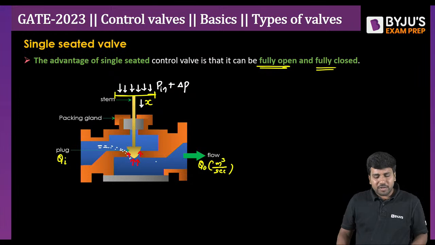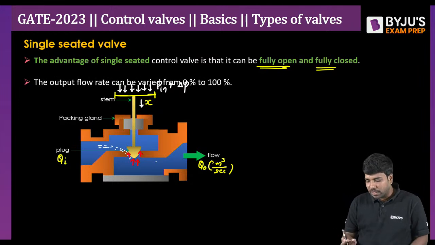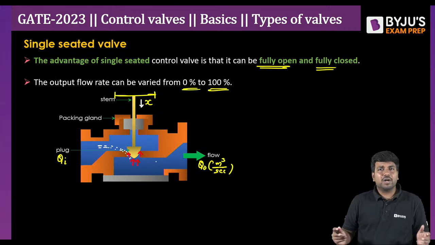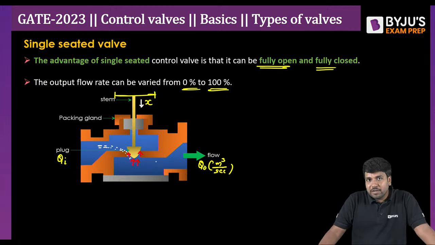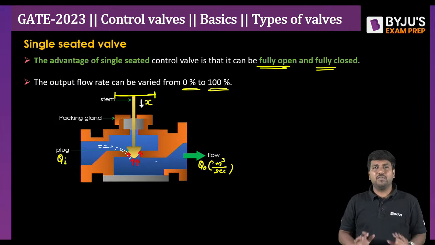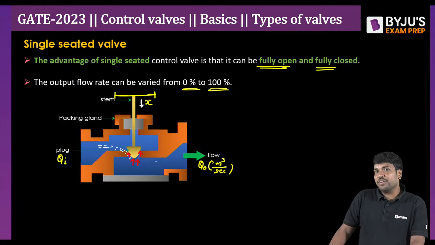Clear? Now, what is a great disadvantage? Okay, anyway, we'll see that. Don't worry about that. So first thing is, the output flow rate can be varied from 0% to 100%. What does it mean? 0% means it is fully open state, 100% means it is fully closed state. Very simple. Okay. Now what is the disadvantage of this?